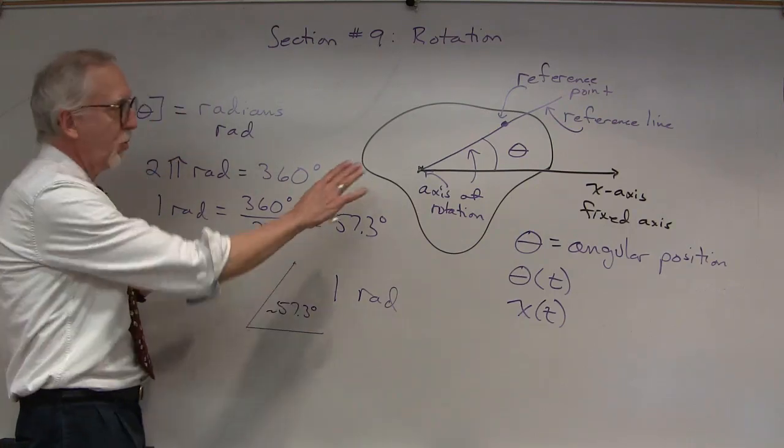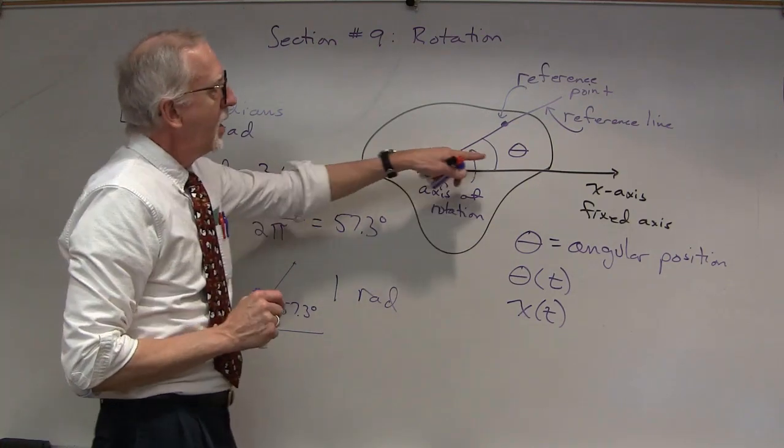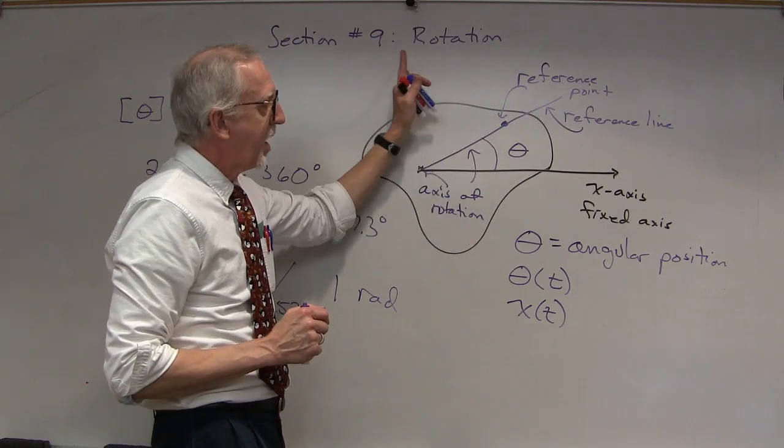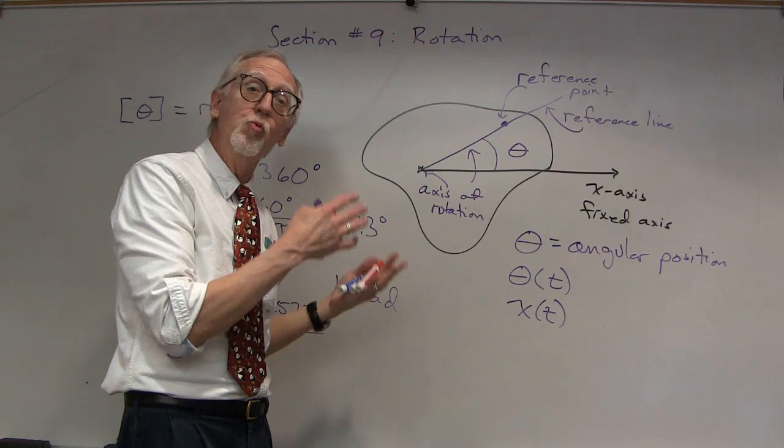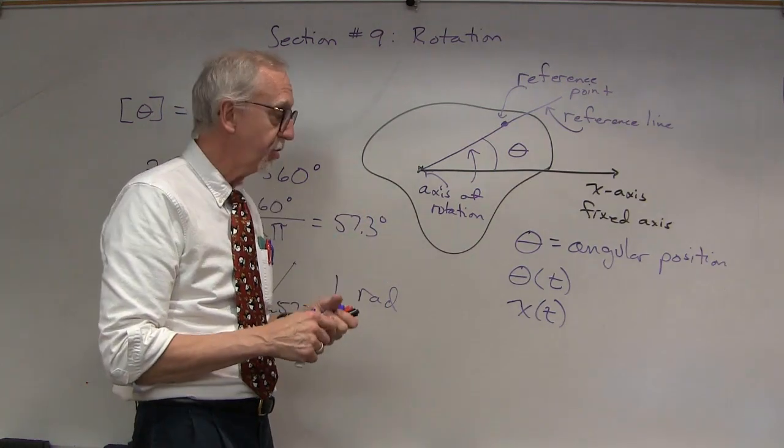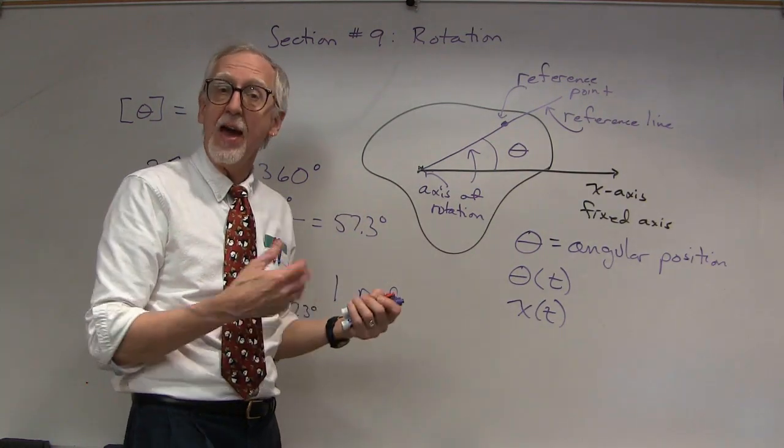All right, great. So back to theta. If theta is changing, if our object is rotating around, we can define the rate of change of the angular position, and we'll call that the angular velocity.